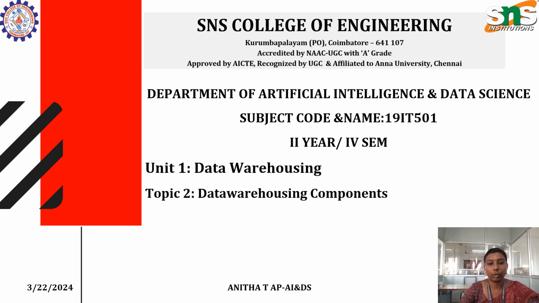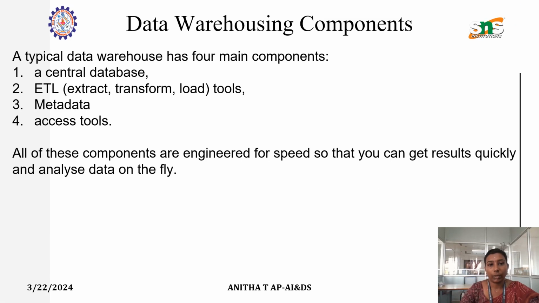I'm going to discuss the topic data warehousing components. In data warehousing, we have four main components: a central database, ETL, that is extract, transform, load tools, and metadata access tools. All of these components are engineered for speed so that you can get results quickly and analyze data on the fly.